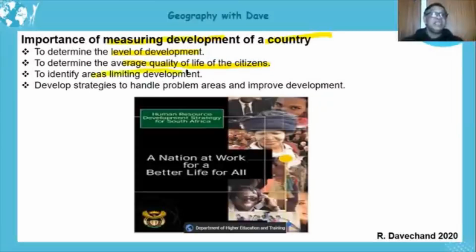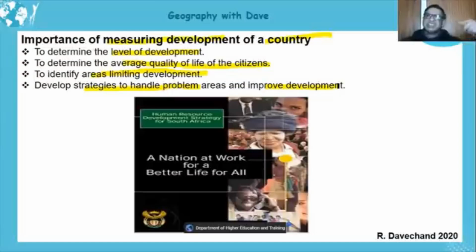Identify areas limiting development. Now, why is it? What are the factors? We are not processing enough goods. We're selling our raw materials. So let's make a change. So we develop strategies to handle the problem to improve development. I've taken this from grade 9, but it does bring out a significance. So now we say, hey, let's invest in processing our raw materials so we'll need more skills, we'll train more people. Can you see it?